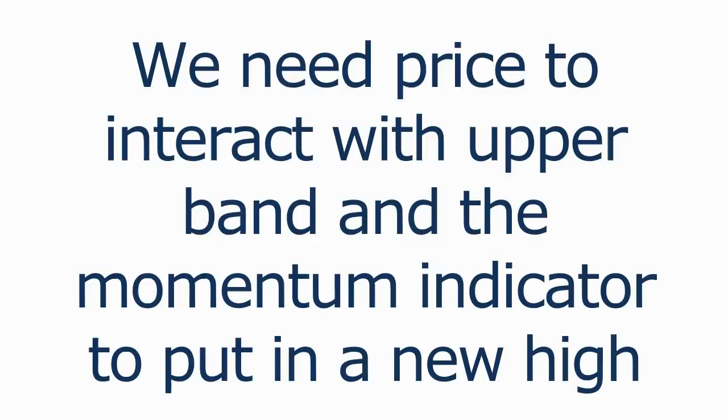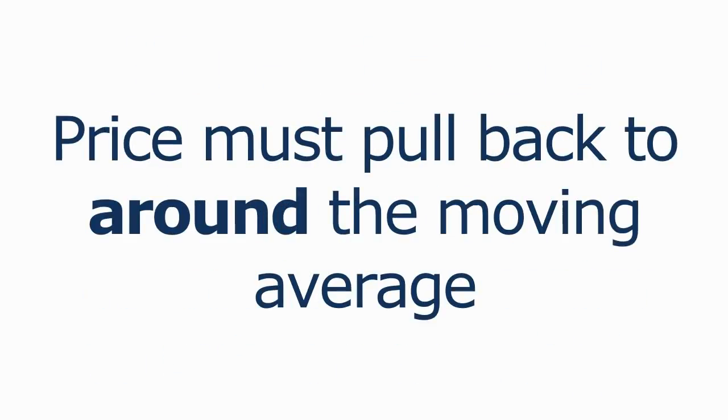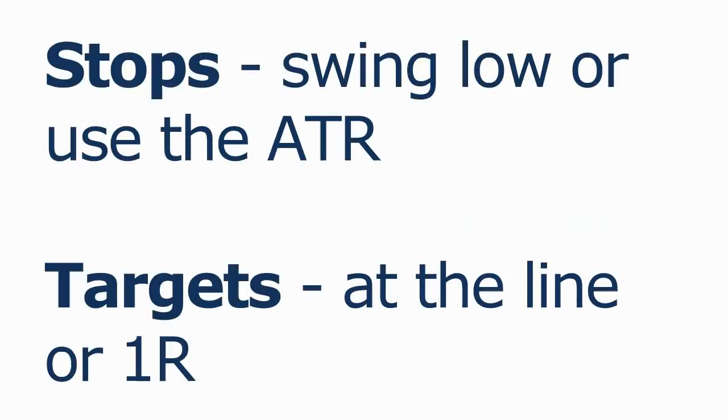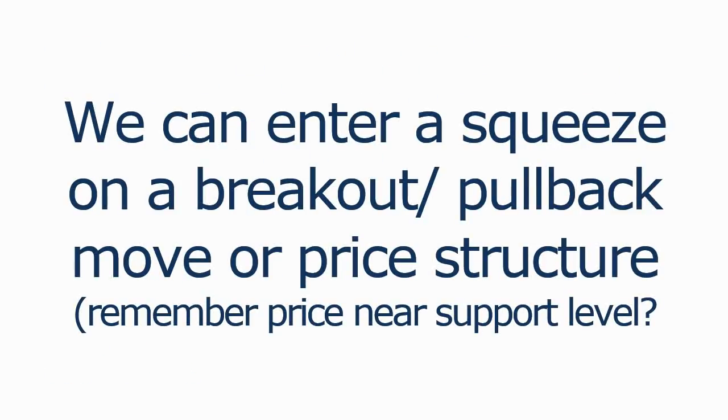Okay. We need price to interact with the upper band and the momentum indicator to put in a new high. Price must pull back to around the moving average. Now, pullback trading actually has an edge in the market. Enter off of a candlestick or a hook in the fast line of the MACD. Stops can be around the swing low or use the average true range indicator, and the targets at the line or 1R, which is 1 times your risk. We can enter a squeeze on a breakout pullback move or using price structure as seen in the squeeze section that we just talked about.